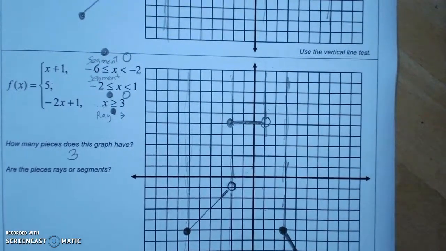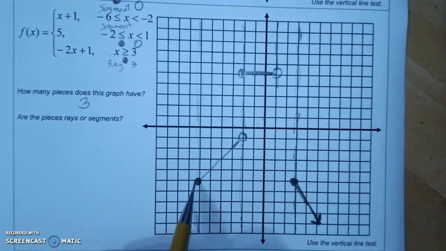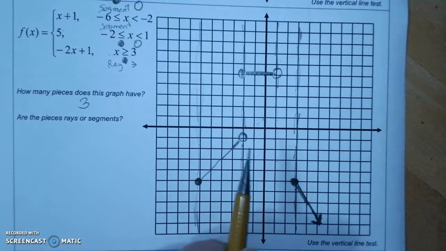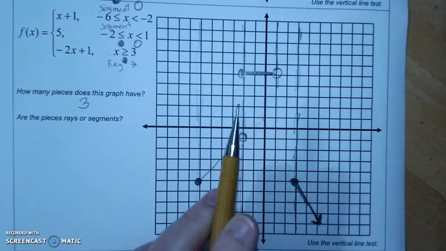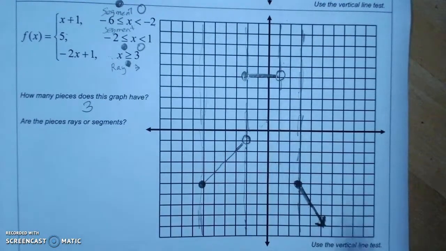What am I looking for when I see these graphs? I'm definitely looking whether they are having closed dots and open dots where appropriate, arrowheads where they're appropriate, and graphed correctly.